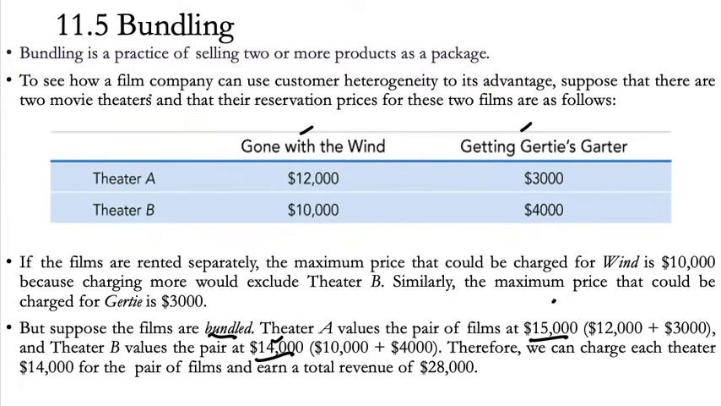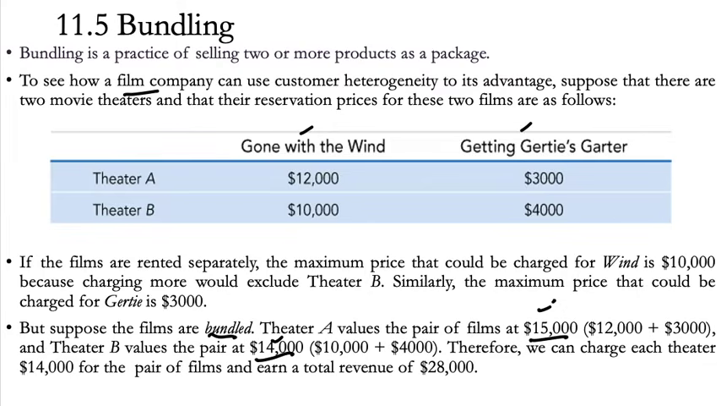If you're the film company and you want to bundle it, which price will you choose? Is it 15 or is it 14? For sure you choose 14. What's the reason? Because 14 allows B to purchase and A to purchase. If you sell at 15 as the bundling price, then B cannot purchase. So we can charge each theater 14,000 for the pair of films. We have 2 theaters, so the total revenue is 28,000 because 14,000 multiplied by 2.